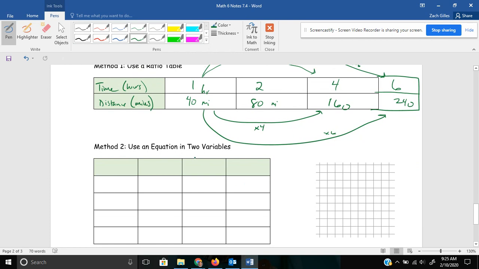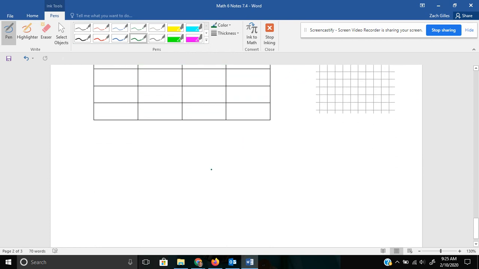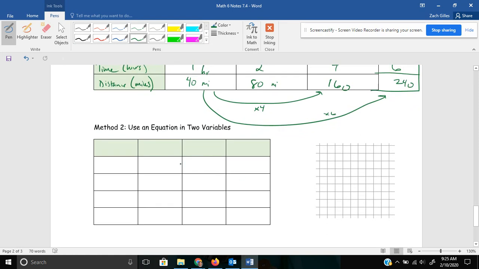Let's think about an equation in two variables, like we just did in the previous problem. All right, let's start off by thinking about the different pieces that we need to add to this table. Again, I've got time, and that was in hours. I'll abbreviate that T. And again, that's my independent variable. My miles, my dependent variable, are going to depend on how long I was on the train.